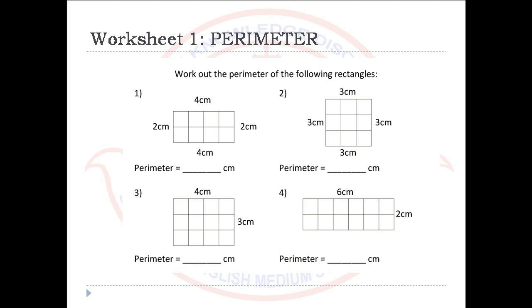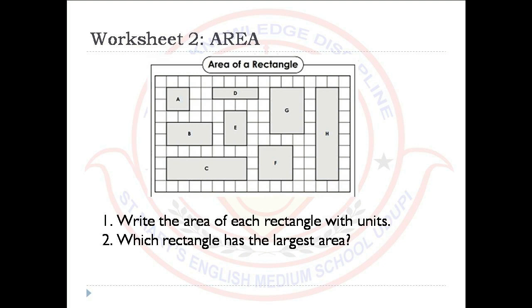Now here comes worksheet 1, where you have to find the perimeter of the given rectangles. 4 problems are given. See the length of the sides and write down the answer for perimeter. One more worksheet based on area of a rectangle. Here 8 rectangles are given, namely A, B, C, D, E, F, G, H. First you have to identify the length and breadth of each rectangle through the grid lines, and then you have to answer the following questions.